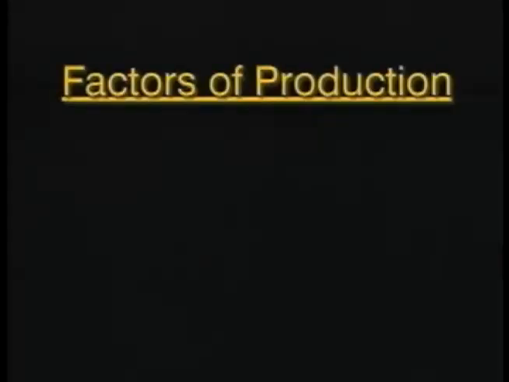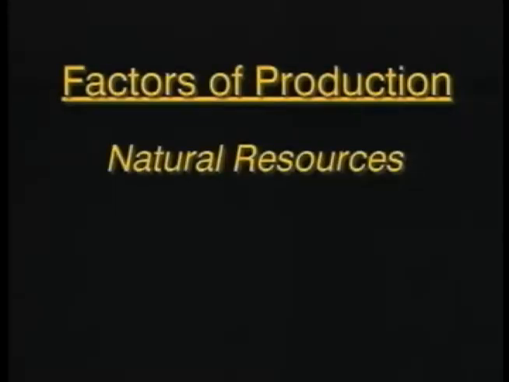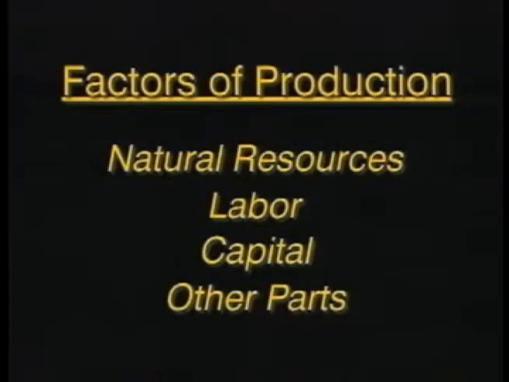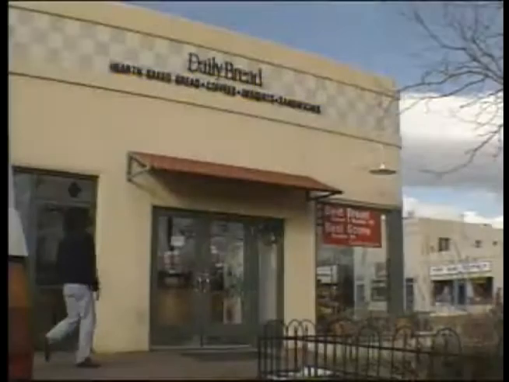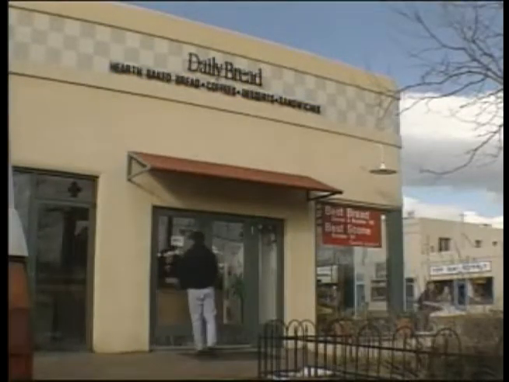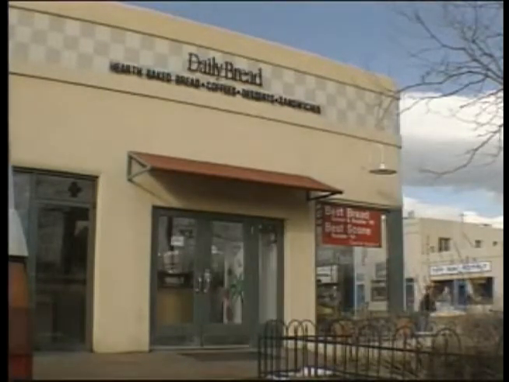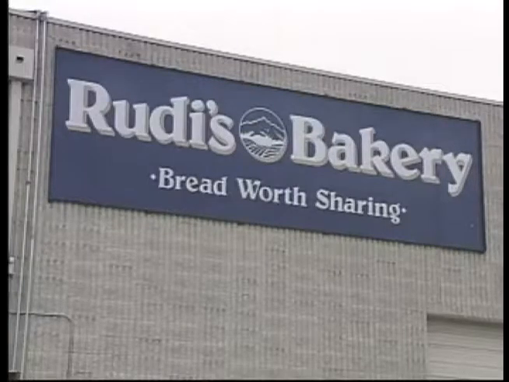The factors of production are natural resources, considered to be gifts of nature; labor, that is, the workers; capital, such as money, buildings and tools, and other parts which are purchased from outside suppliers. Let's compare 2 corporations which produce the same product, baked goods. Both successfully combine the factors of production in different ways.